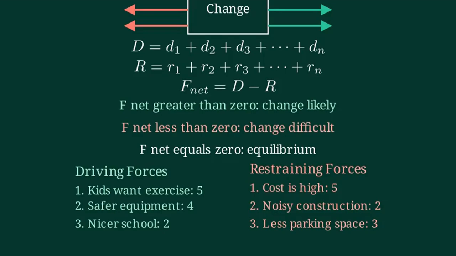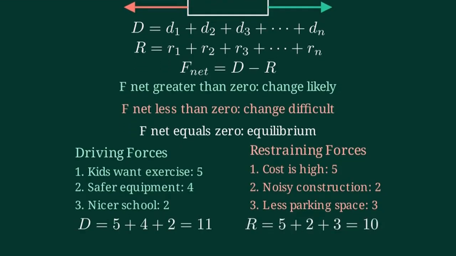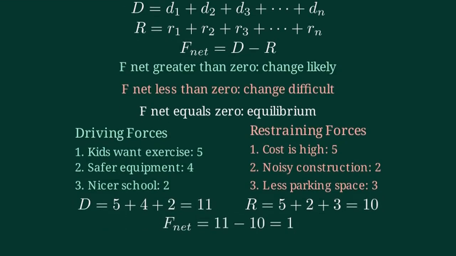Add up the totals. The driving force is 5 plus 4 plus 2, which is 11. The restraining force is 5 plus 2 plus 3, which is 10. Now compute the net force. F net equals 11 minus 10, which is 1. Since this is positive, the change is slightly favored.